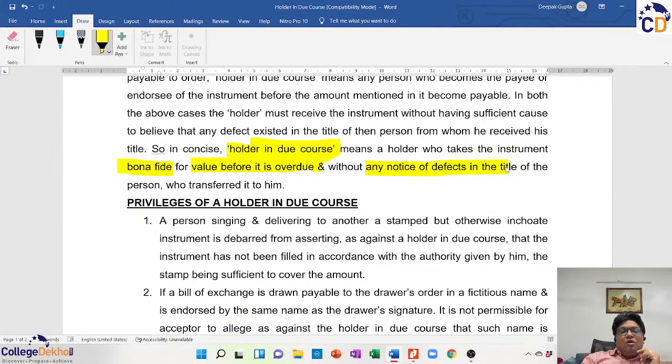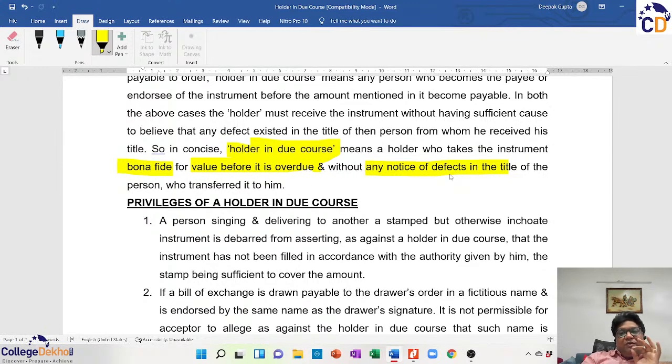you didn't know that there was a default. मैं इस बात को ऐसे बोलता हूँ कि अगर A ट्रांसफरर है और B ट्रांसफरी है, तो बी के पास इंस्ट्रूमेंट रिसीव हो रहा है, बी बिकमिंग द होल्डर, बी इज बिकमिंग द एंडोर्सी.